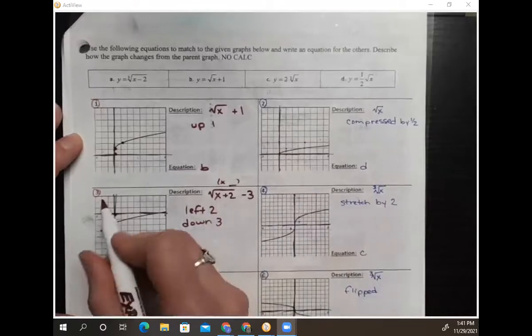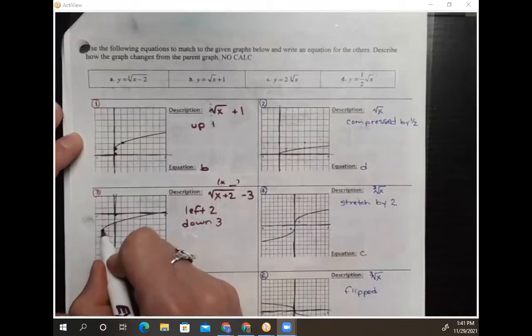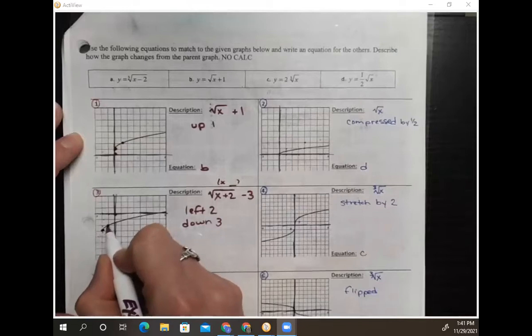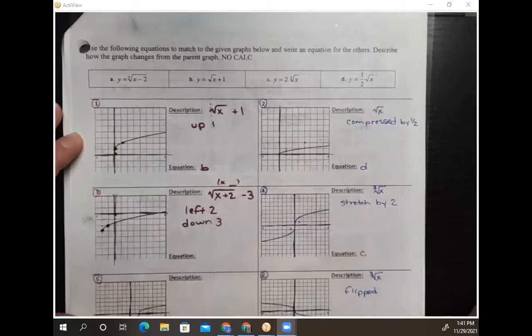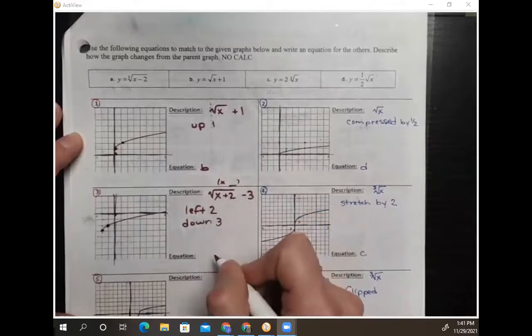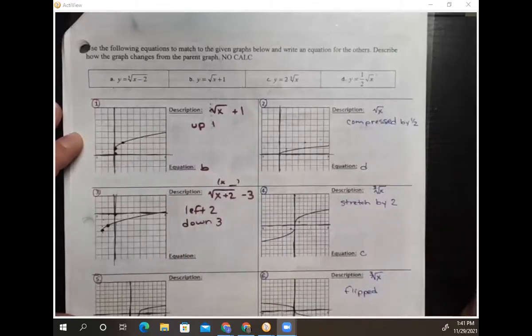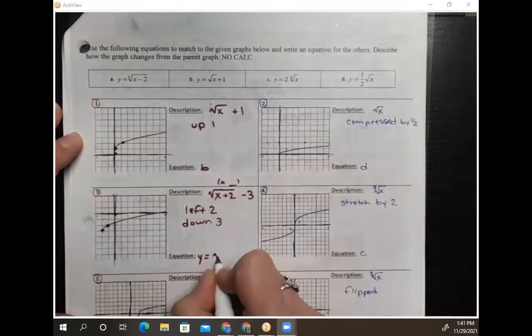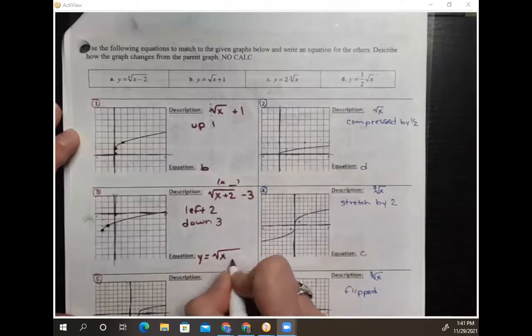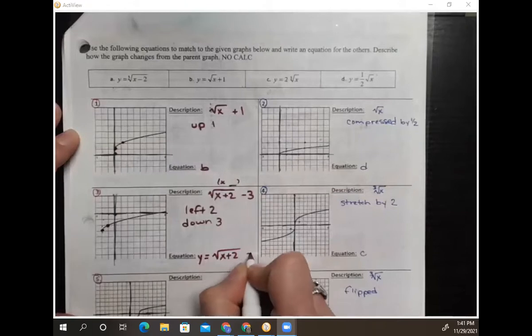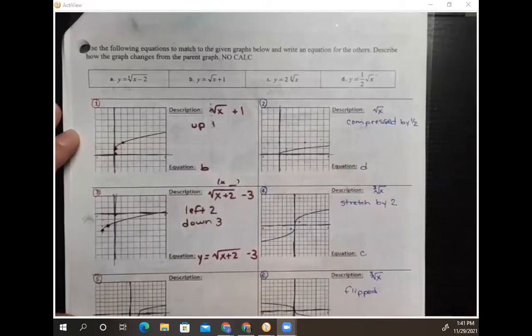The last thing I want to check is the stretch on this. So from my key point to the next nice point should be up 1 and over 1. It is, so I haven't compressed or stretched this any. So this is the function that I'm looking for. And I do not see that as one of my options up at the top here. So I'm going to just go ahead and jot this equation down here. Y equals the square root of x plus 2 minus 3.